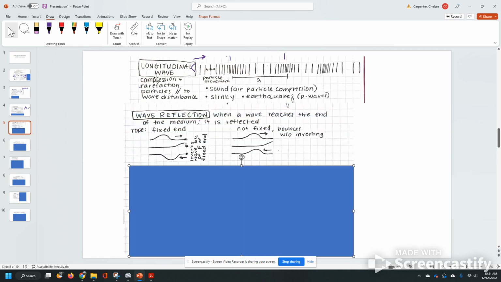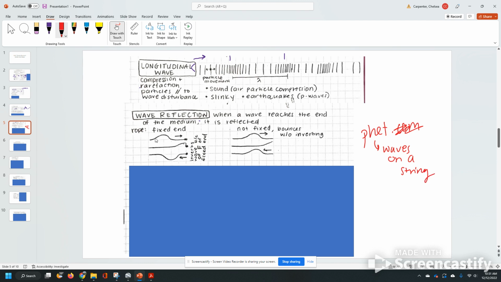Waves can be reflected. So when a wave reaches the end of a medium, it is reflected. Here I've got pictures of different types of waves on a string. If you actually go to PhET, I don't know if it's .com, it might be .org, but anyways, look up PhET and look up waves on a string, and you'll be able to see this a little bit better.